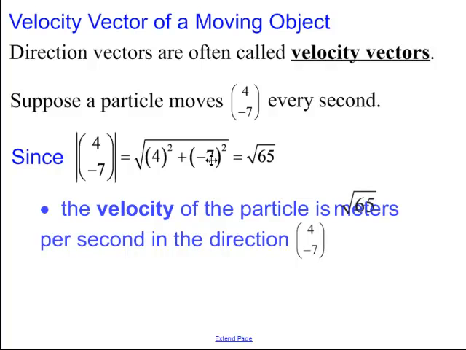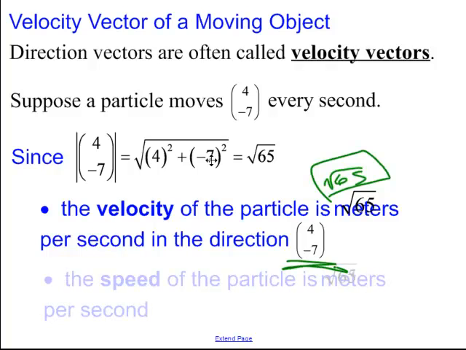So this is the square root of 65 meters per second in the direction of 4, -7. Velocity has this speed in addition to its direction. So it's telling you it's moving 4 units to the right for every 7 units it moves down. That's dealing with the velocity itself.